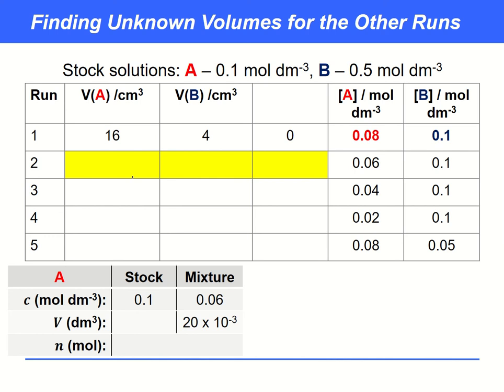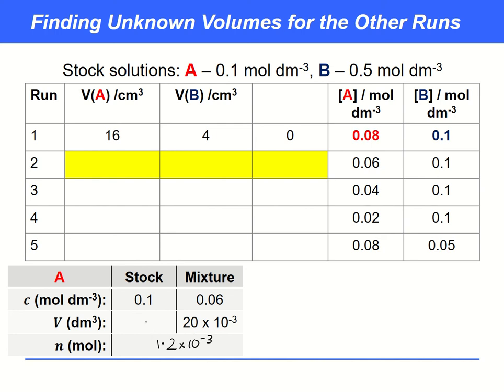This is a bit of a harder problem, but we can just use exactly the same methodology as before, but now we're doing it in reverse. We know that from the perspective of A, we've got this concentration and this volume in the reaction mixture, and we know that we've got this concentration of stock solution. So now we can work out the number of moles that were in the reaction mixture just by doing concentration times volume, and we find that we need 1.2 times 10 to the minus 3 moles of A.